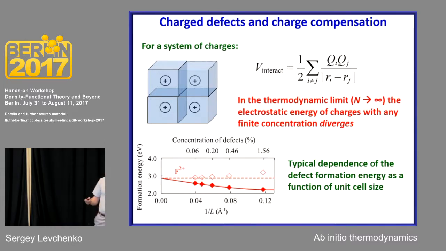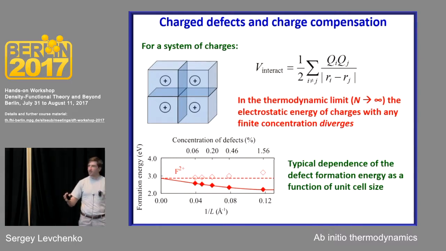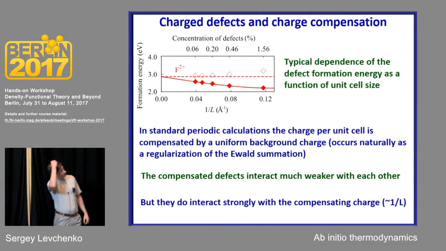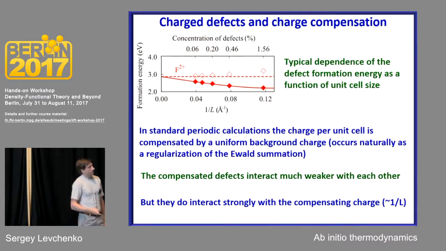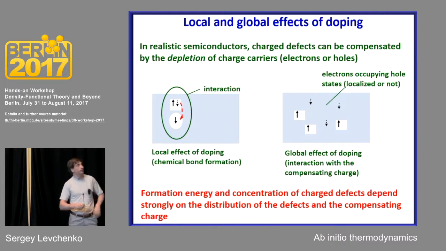But the point is that the dominating term here is the interaction of defects with the compensating background charge. This is an attractive term. And if I increase the density of the defects, the density of compensating charges also increases. So in real materials, if we want to understand how many charge defects are there, we have to understand how these defects are compensated and how this compensating charge is distributed.